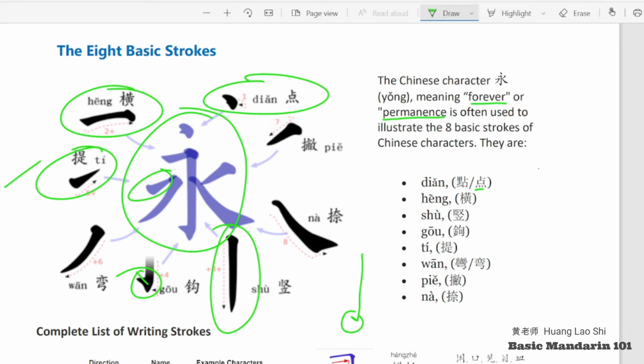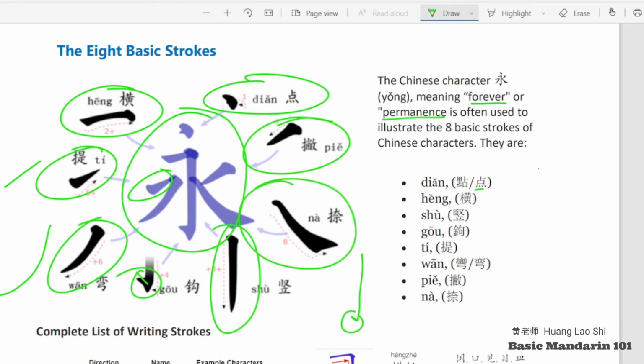Now, one is a curved line going down to the left, okay? This one is Pie. Pie is a small line, and then there is Na, right? For Na, it's a curved line going down to the right, okay?